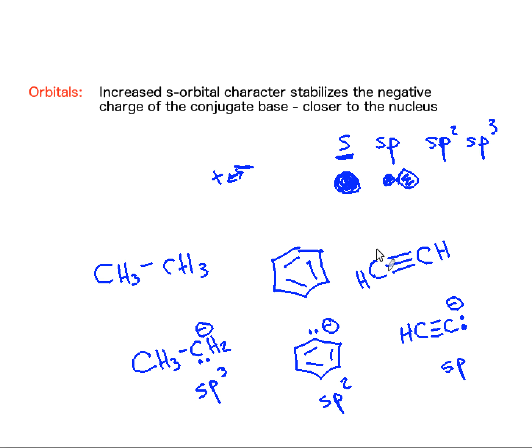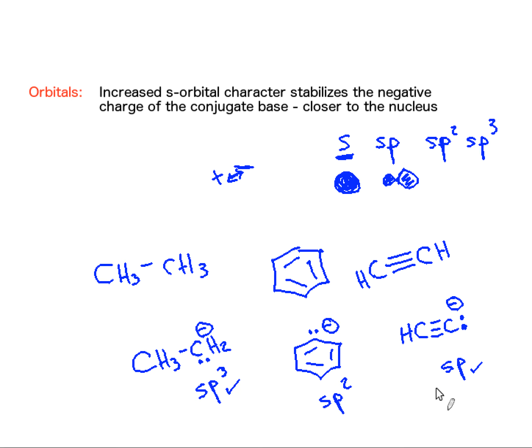And so according to our orbital theory here, the negative charge on this conjugate base would have electrons closer to the nucleus, more stabilized because of the hybrid orbital having more s character. And so we would predict that this would have the highest acidity and this the lowest acidity.